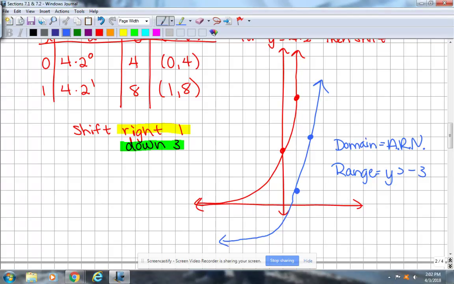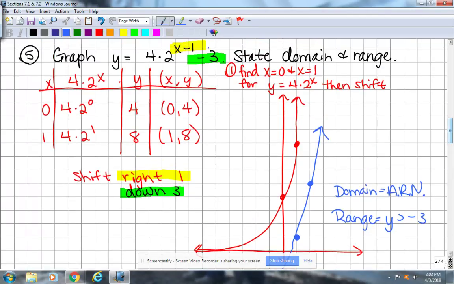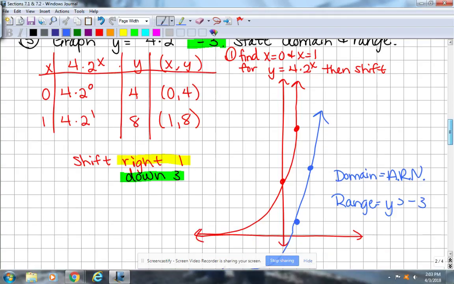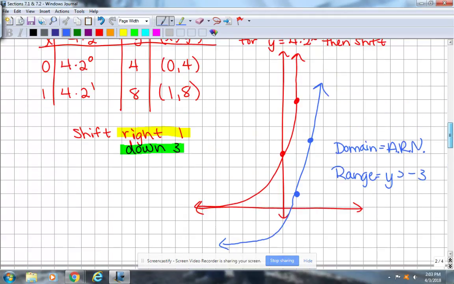So all you do on these, simplify your equation by chopping off all your pluses and minuses. Graph that one. Use just 2 points. And then whatever's in the exponent, that's your x value shift. You do the opposite. Whatever's at the end, that's your y value shift. You do exactly what it says. It says y is greater than -3. So your asymptote will move from the x-axis when you do that.